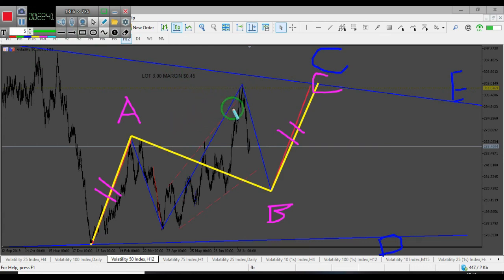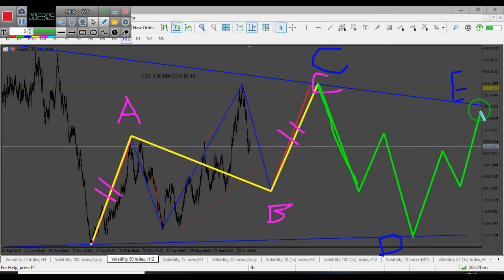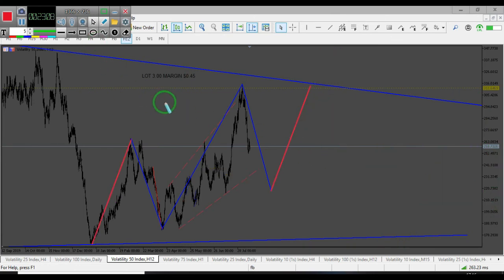So if this scenario doesn't play out, in ABC to make our wave C, I would expect to see something like an A, B, C for the D, and then again an A, B, C for the E, then a big move to the downside.